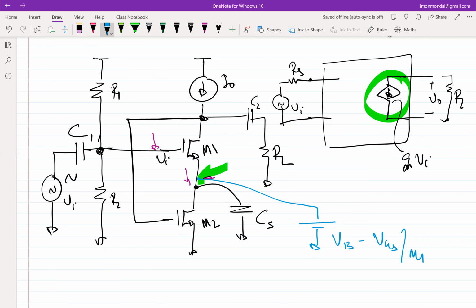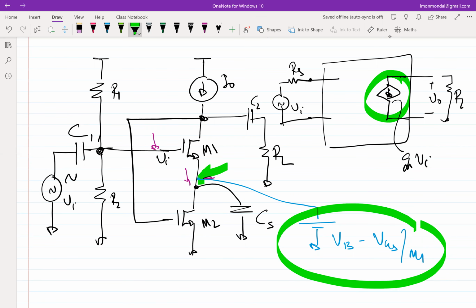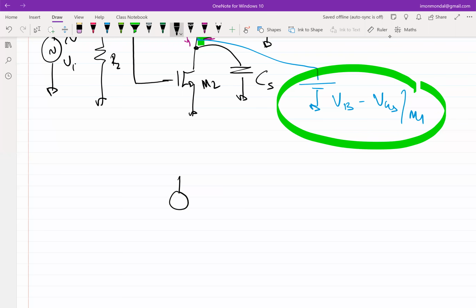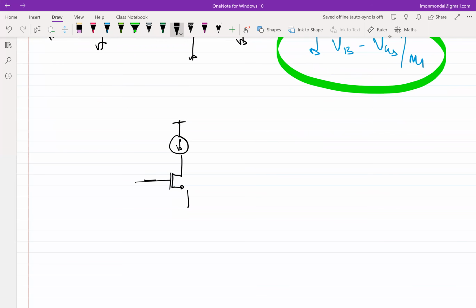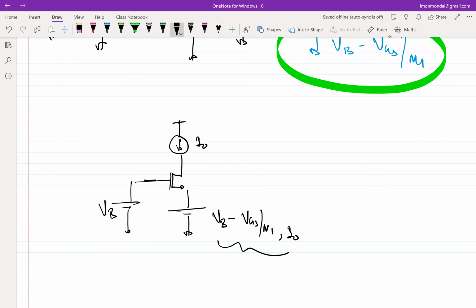So now, don't assume that you have negative feedback and all. Let's say you have a battery and you have magically figured out the source voltage that I require to sink current I0 into M1. So what I'm essentially saying is that with your magical powers, you have this connected to VB, and this connected to a battery of VB minus VGS of M1 for a current of I0. How you got this is a different matter, but you have got this.